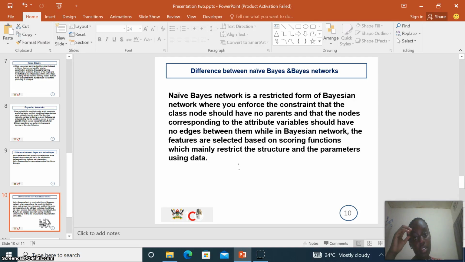Then the difference between naive Bayes and Bayes networks. Naive Bayes network is a restricted form of Bayes network where we enforce the constraint that the class node should have no parents, and that the nodes corresponding to attribute variables should have no edge between them. While in Bayes network, the features are selected based on scoring functions, which mainly restrict the structure and the parameters using data.